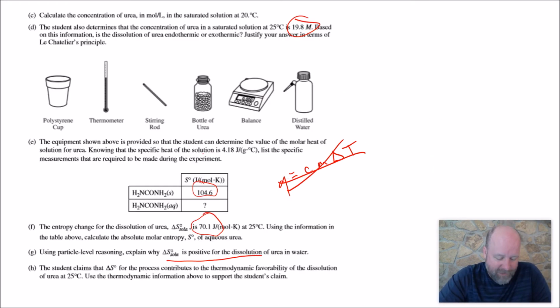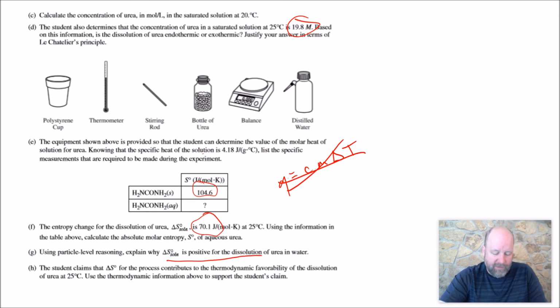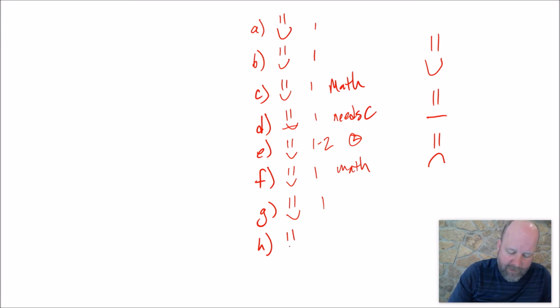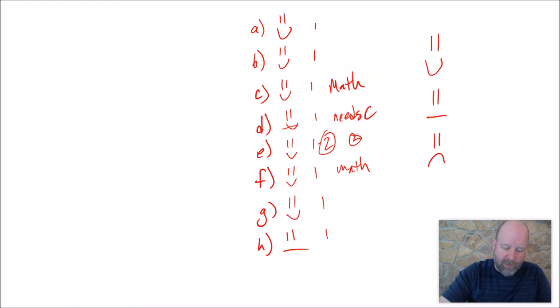Student claims that delta S for the process contributes to the thermodynamic favorability of the urea at 25 degrees Celsius. Use the thermodynamic information above to support the student's claim. So thermodynamic favorability, this is delta G business, right? And so maybe that's a math for you. Maybe not, but it also looks like it's probably only 1 point. So that only adds up to 9 points if this one's 2. So we missed a point somewhere. Going back, oh, here we go. I see the word justify in the middle of the question. So, here's a question and then justify. So that's 2 points. D should be 2 points.